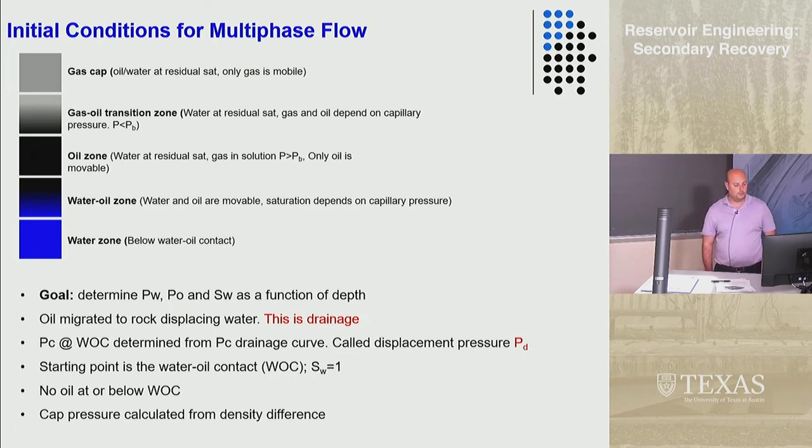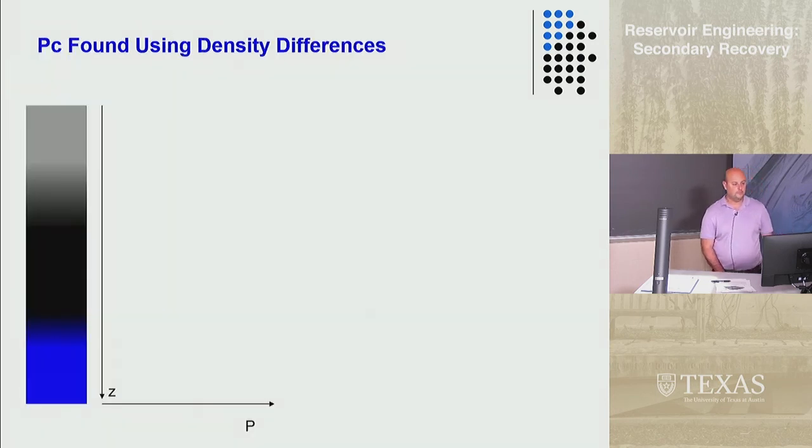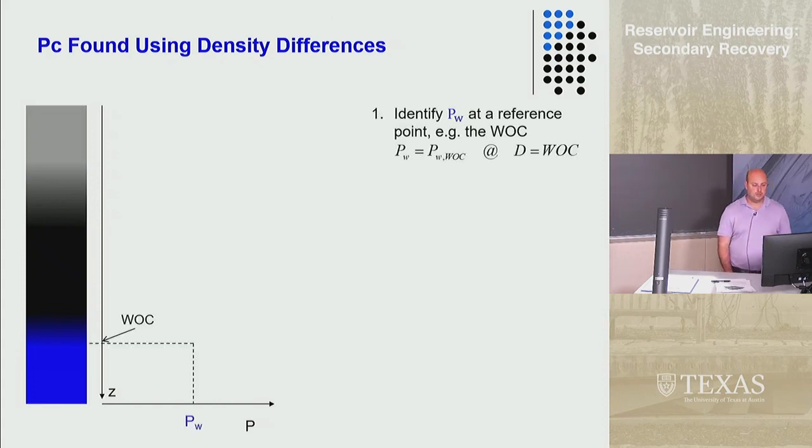To reiterate, there's no oil below the water oil contact line, and capillary pressure is calculated from the difference in pressures or densities. So what we're going to do is first calculate the water pressure and then the oil pressure as a function of depth, and that's going to be related to the density. Then the difference between the water and oil pressures is the capillary pressure. Then we can use the capillary pressure to find the saturation.